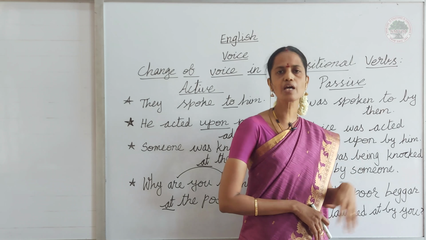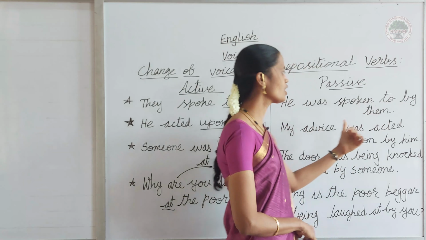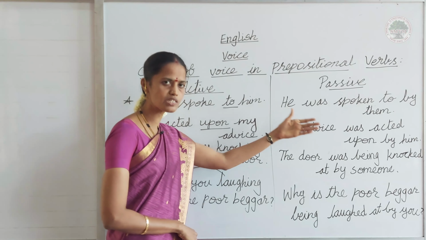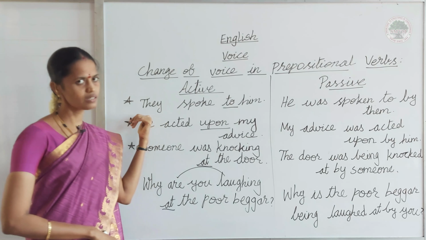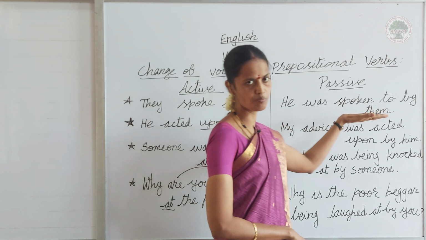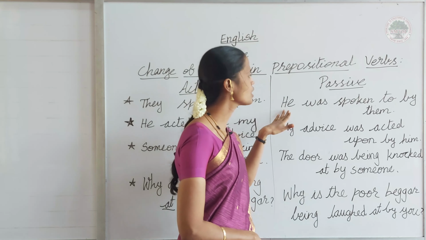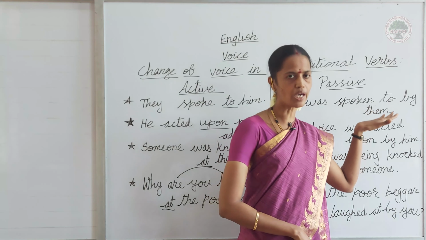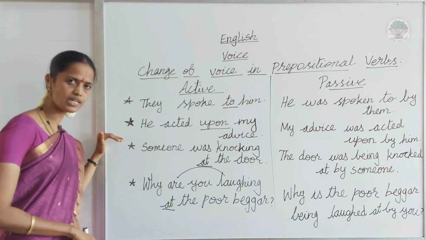Okay. Then as per our rule, we have introduced this "by". Then we are bringing that subject in the place of object here. So what is the subject here? "They". So we have changed that "they" into "them". Okay. So once again I will be reading this. "He was spoken to by them." Clear? Then we can go to the second example.